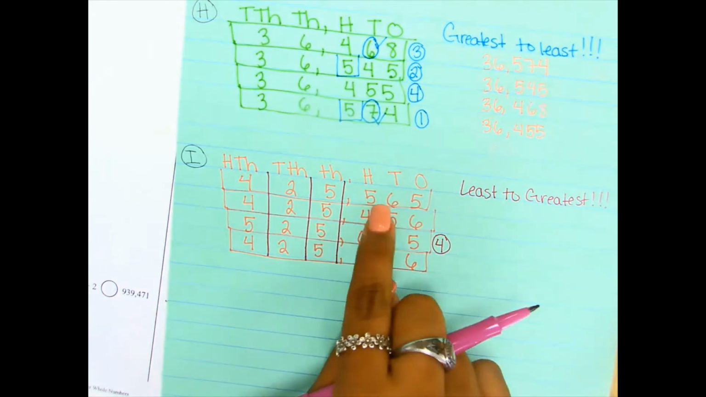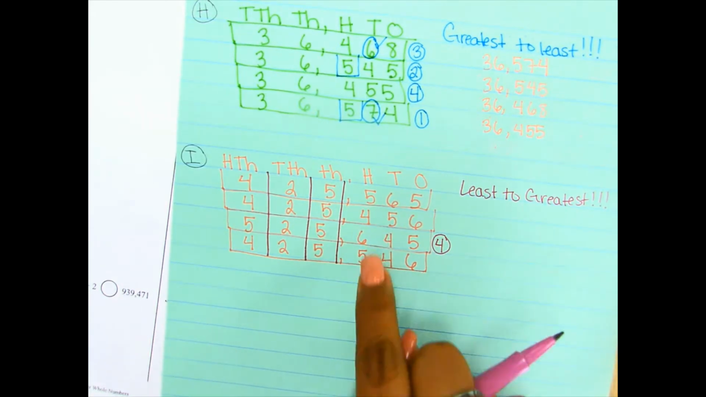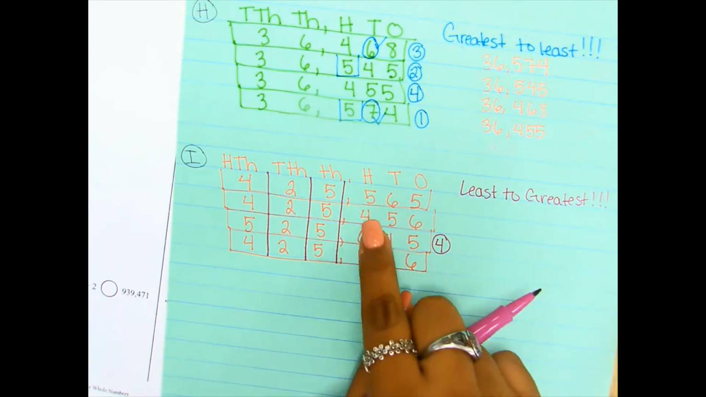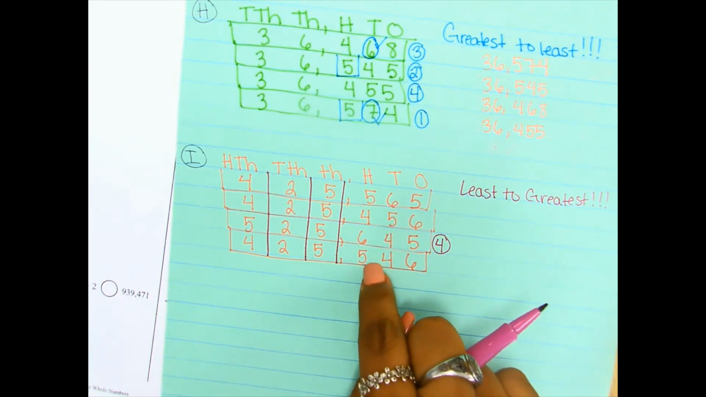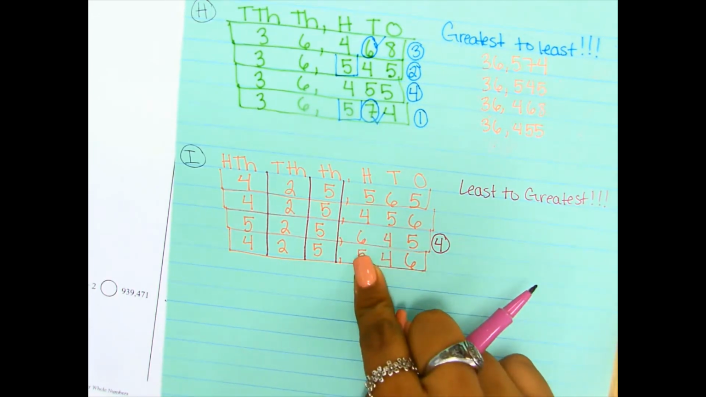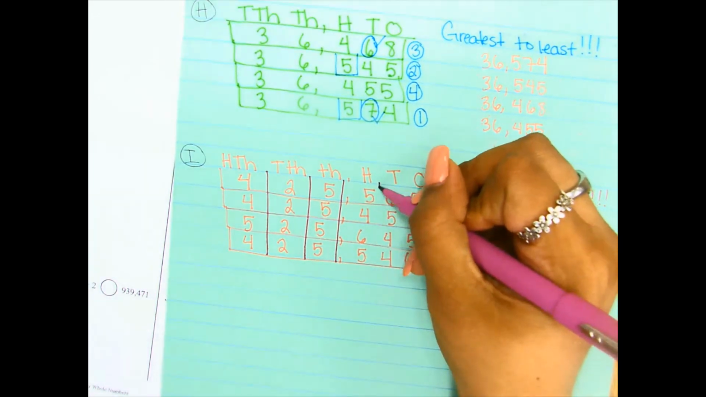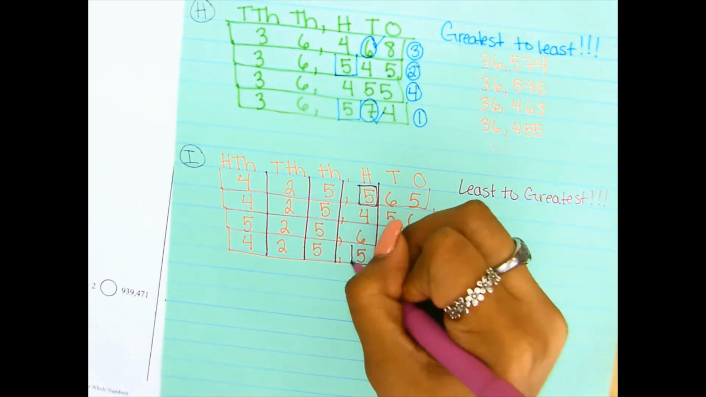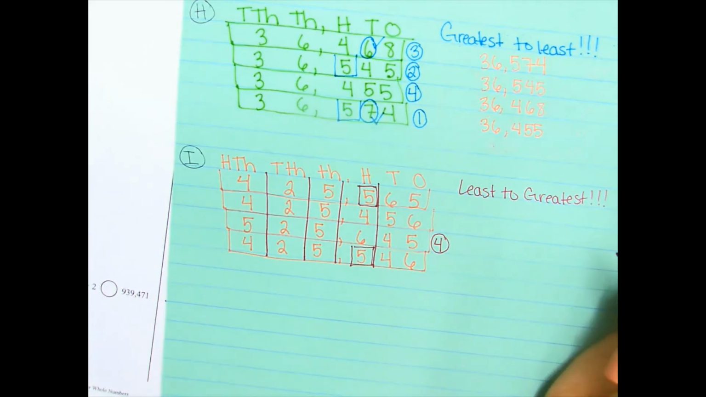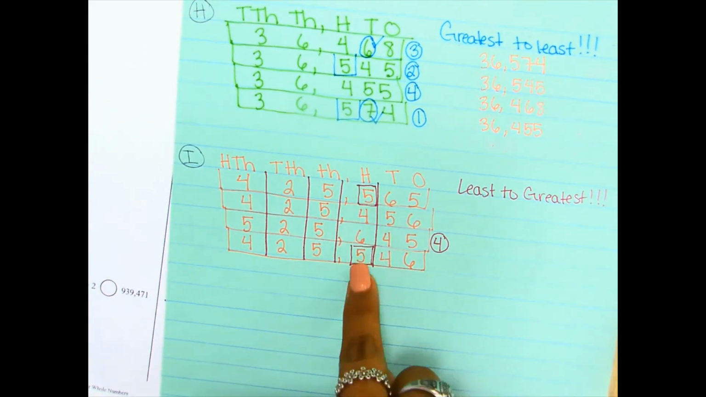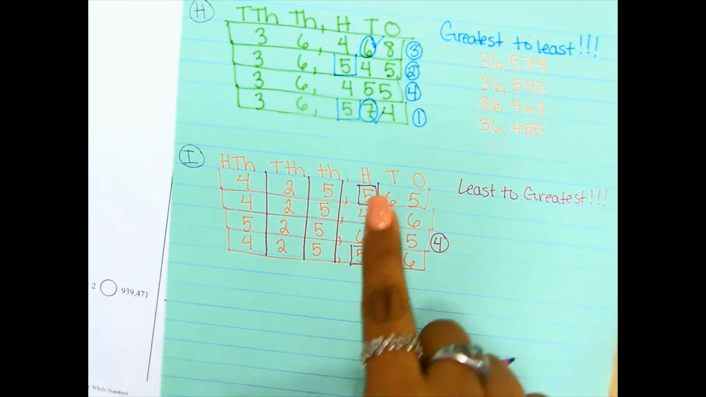So here, I have a 5, a 4, and a 5. Since I know these 2 are equal, I'm going to start off with these two. So, I'm going to box it in. Now let's go to our next place value. Since I know these 5s are equal, I'm going to go to these right here.